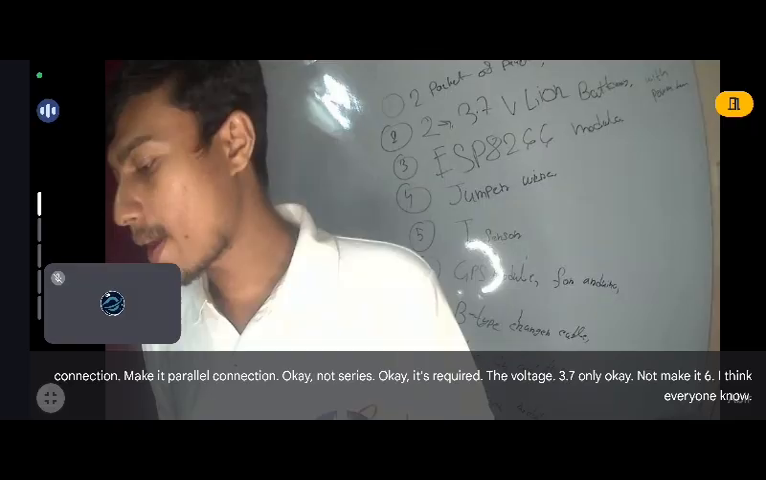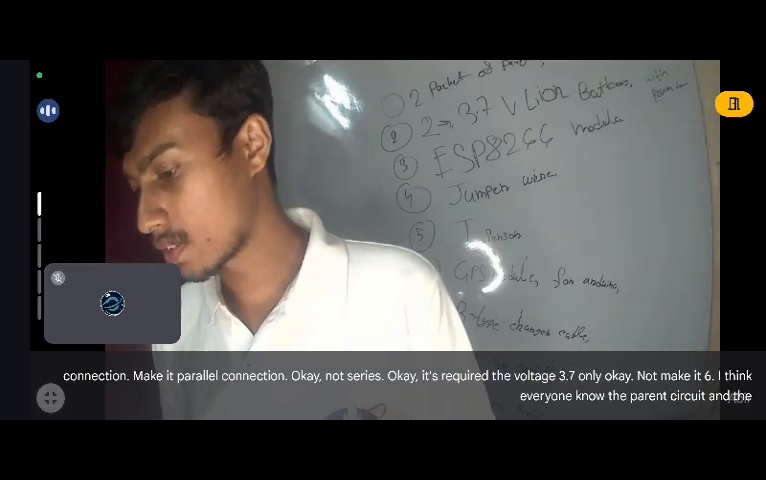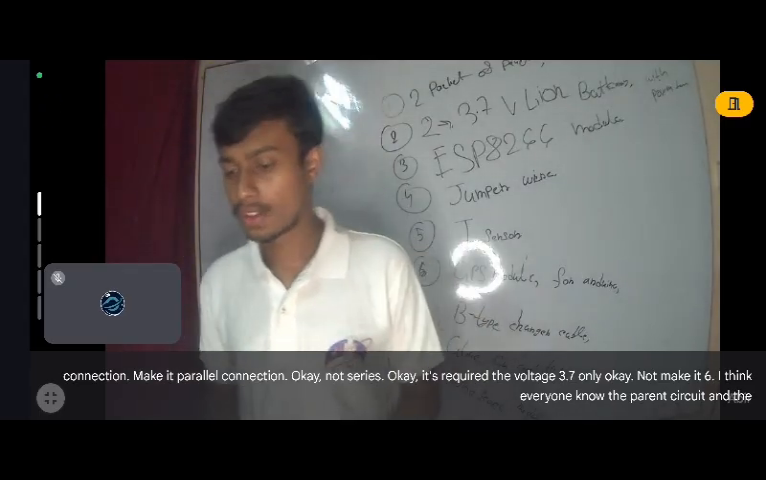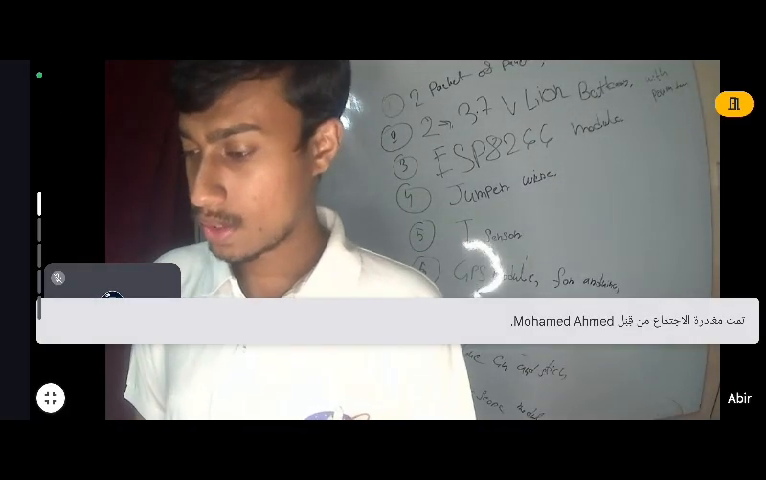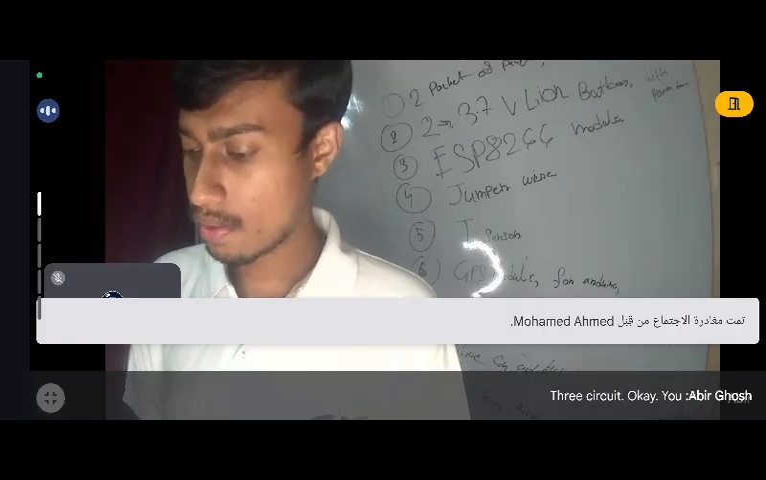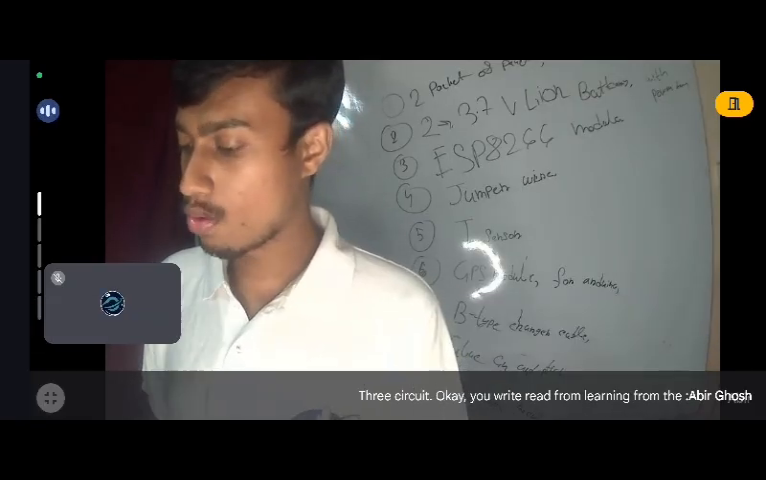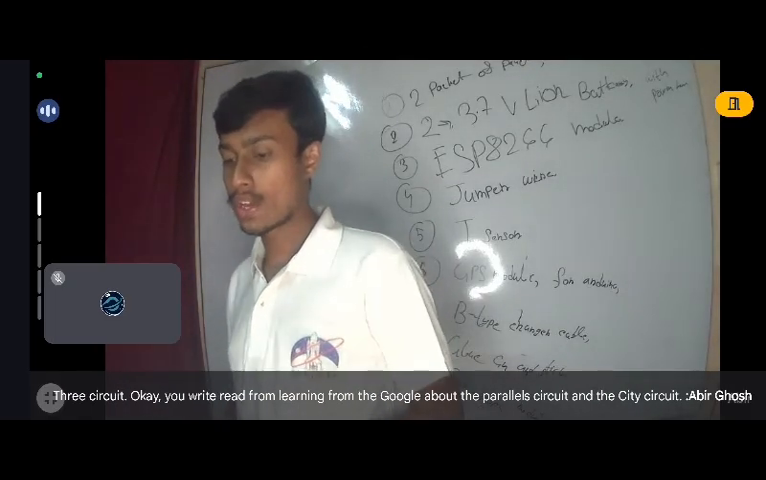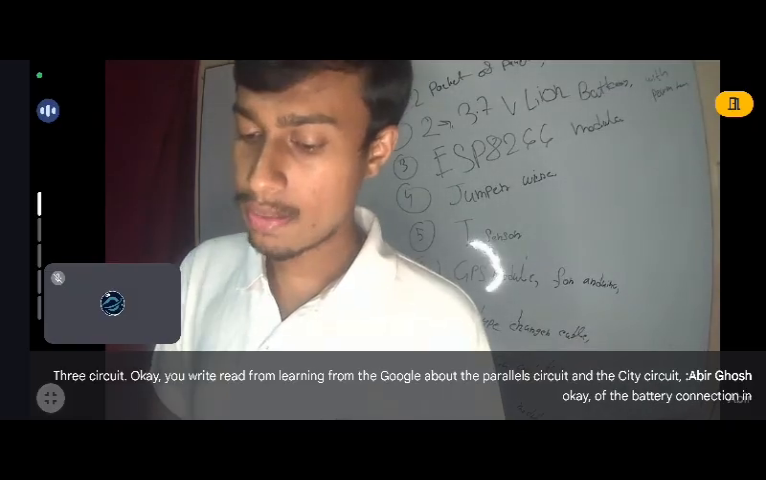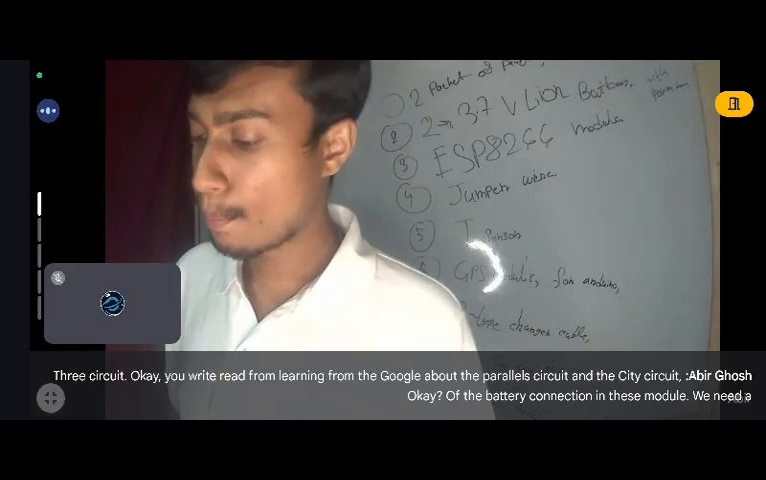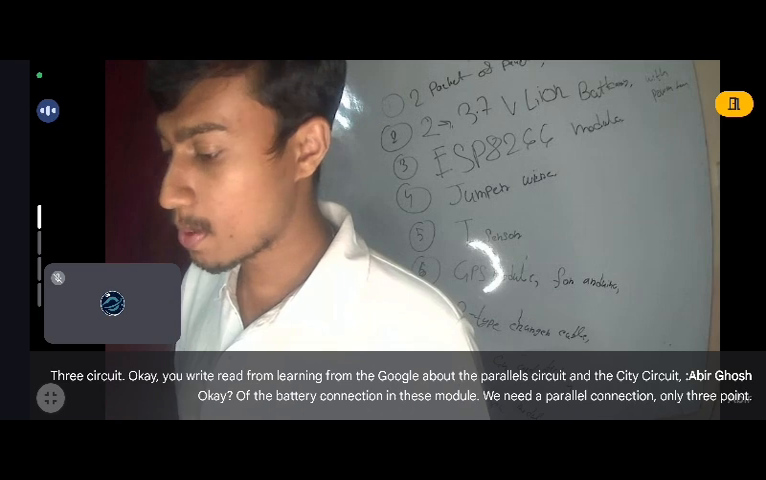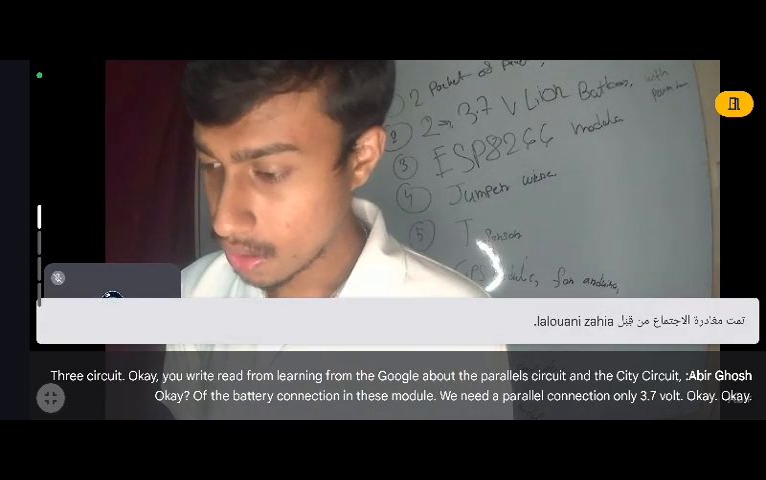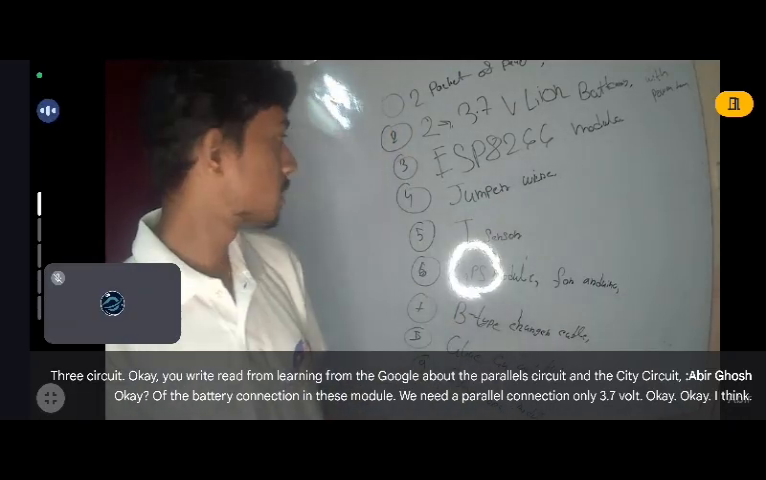I think everyone knows the parallel circuit and the series circuit. Okay, you read from Google, learn about the parallel circuit and the series circuit of the battery connection. In this module, we need a parallel connection, only 3.7 volt. Okay. I think all is clear.